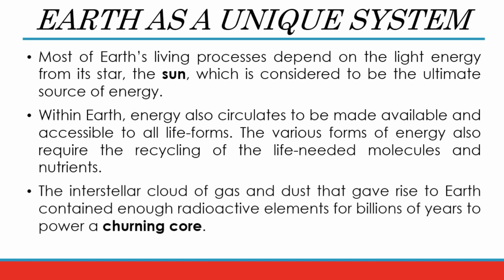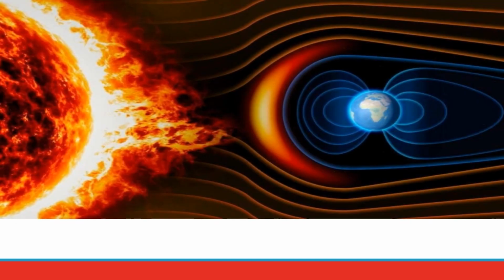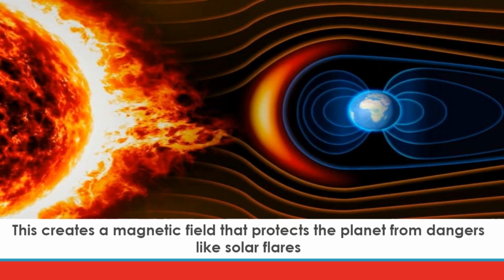The interstellar cloud of gas and dust that gave rise to Earth contained enough radioactive elements for billions of years to power a churning core. The churning core of the Earth creates a magnetic field that protects the planet from dangers like solar winds or solar flares. Solar flares are large eruptions of electromagnetic radiation from the Sun.